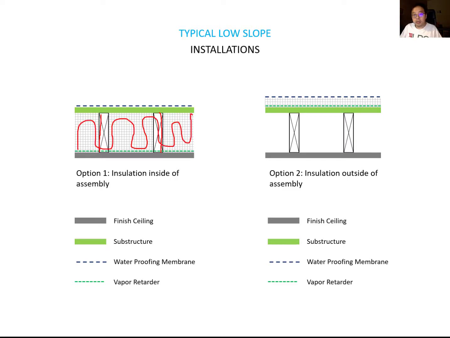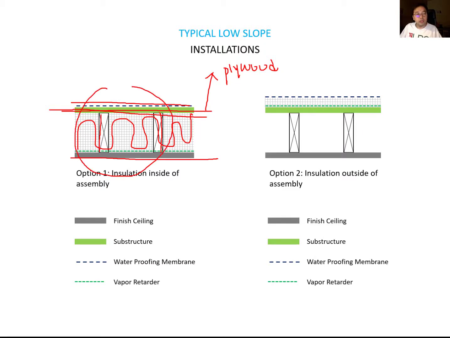You have to check the minimum R value for the project location, and then you need the ceiling finish, and then you need the substructure. Usually we use plywood, and to protect the substructure, you need a waterproofing membrane over it. Okay, so this is a typical roof assembly.